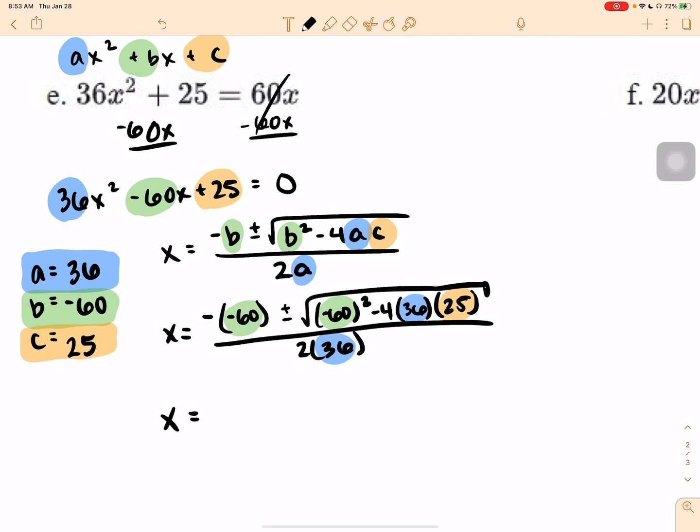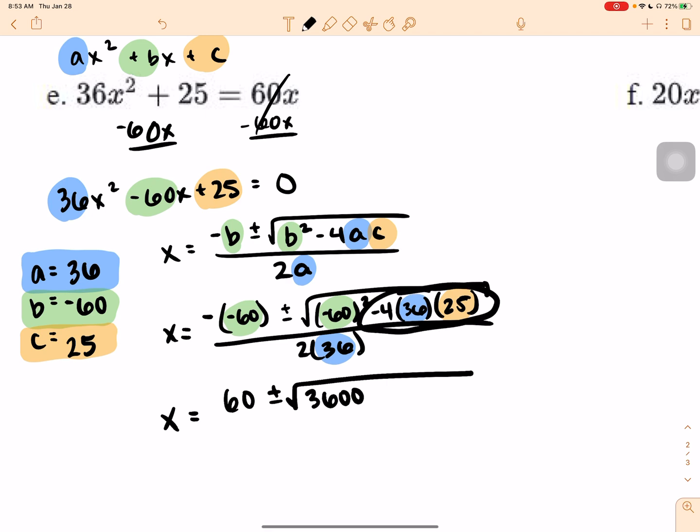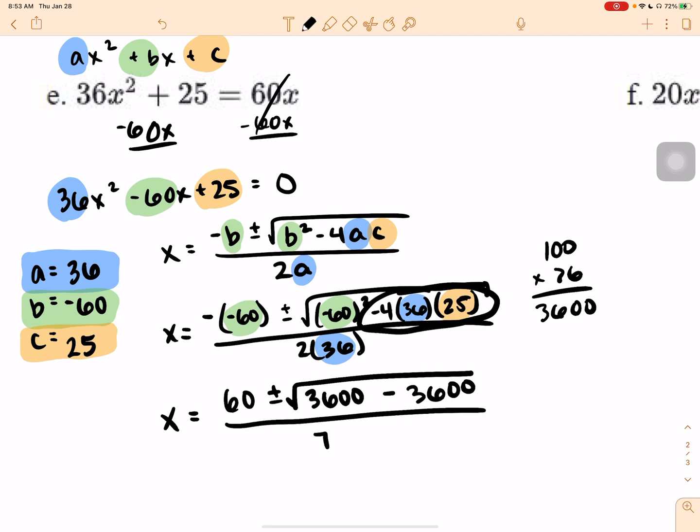So here, negative times a negative 60, just a positive 60. Negative 60 squared is negative 60 times negative 60. We're going to get 3,600. Okay, and then this one here I need to use a calculator for. So we have, or actually not really, 4 times 25 is 100. 100 times 36 is just 3,600. So this will be 3,600 minus 3,600. And look at that. Look at how nicely that worked out. Okay, 2 times 36 is 72.